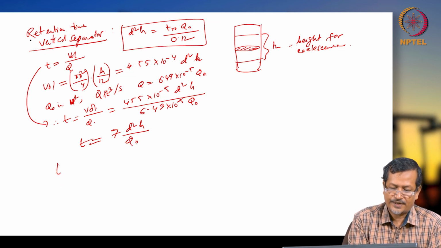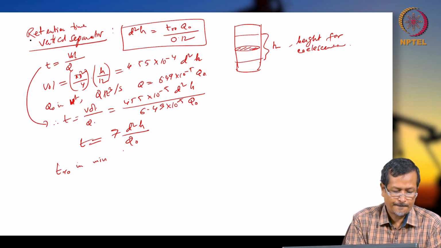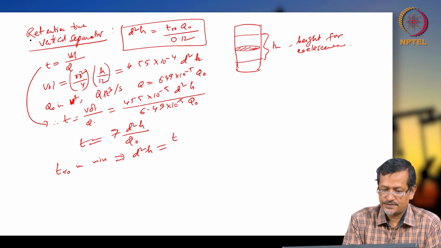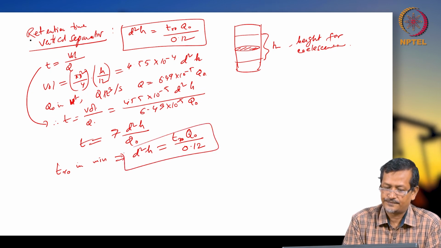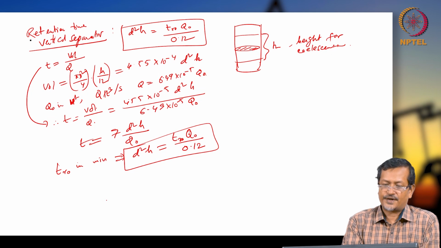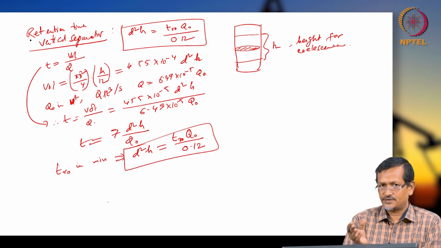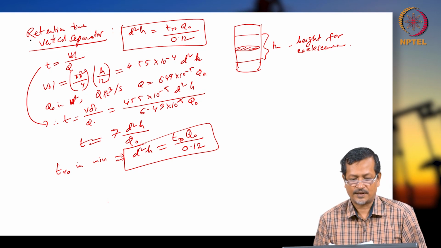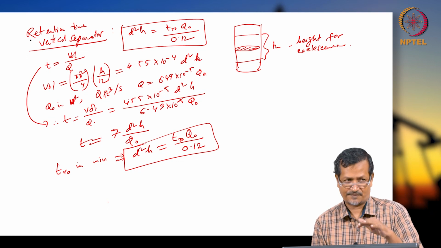Now TR in minutes, TRO you can say. So this will give d square h equals TRO QO 0.12. Okay, so you got the formula for retention time for the vertical separator. You should not mix up horizontal and vertical, so you should remember that. If you know the derivation procedure, remembering will be easier. If you just try to remember the final equation, sometimes you can get confused whether it is for vertical or horizontal.